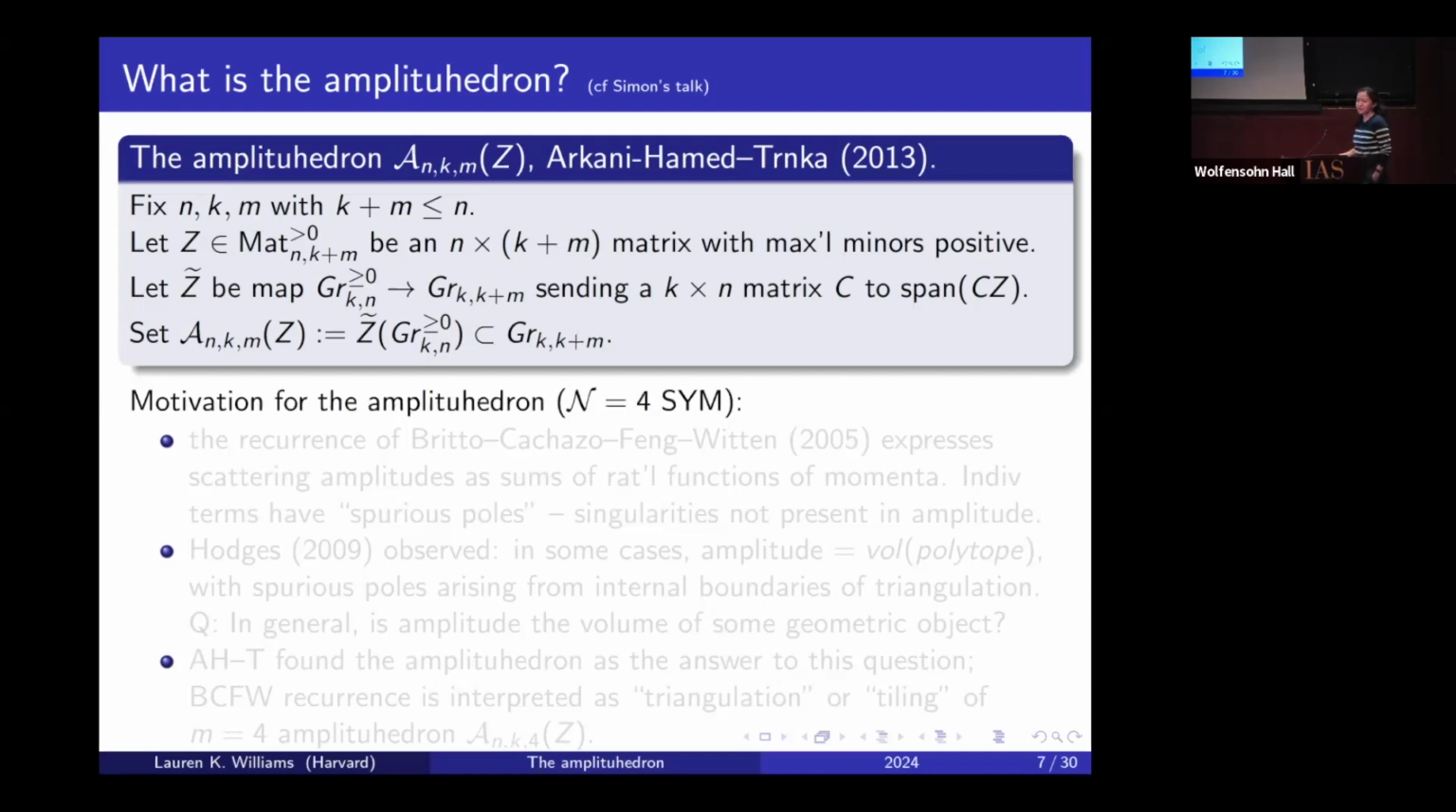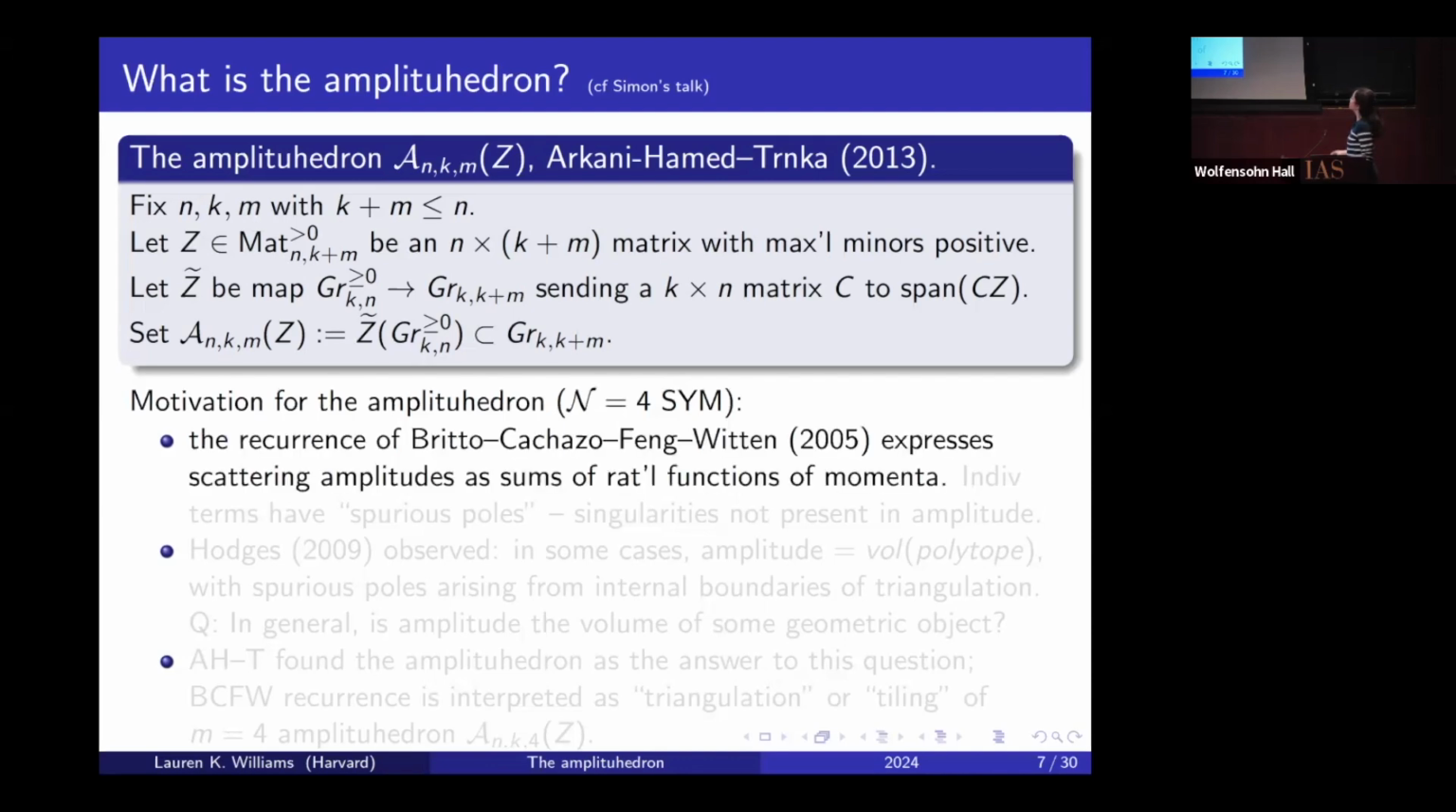Okay, so what was the motivation for this object? Back in 2005, there was a very important recursion of Britto, Cachazo, Feng, and Witten expressing scattering amplitudes as sums of rational functions of momenta. So they gave a recursion which gave this expression for scattering amplitudes as a sum of terms, and each individual term in general had spurious poles, so singularities that were not present in the final amplitude, in the final answer.